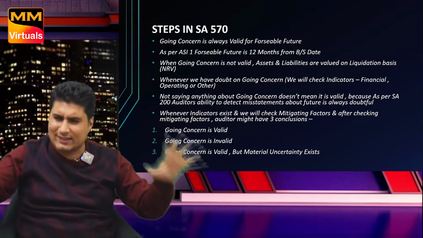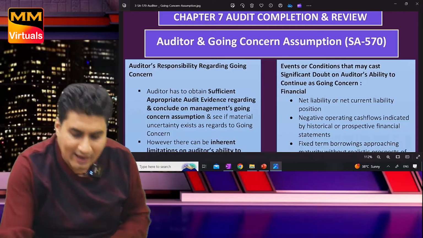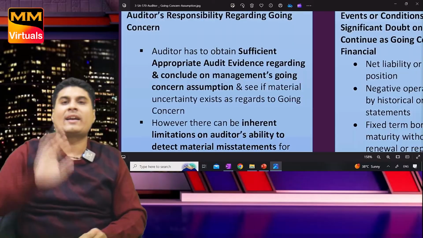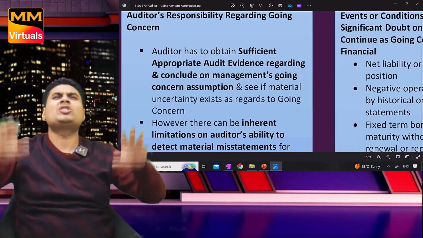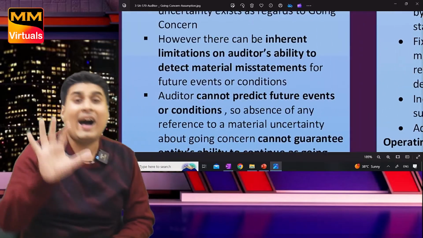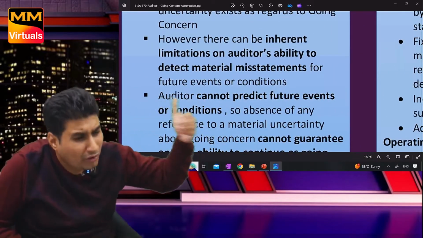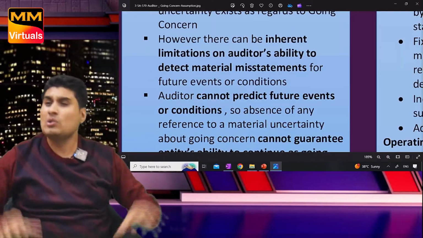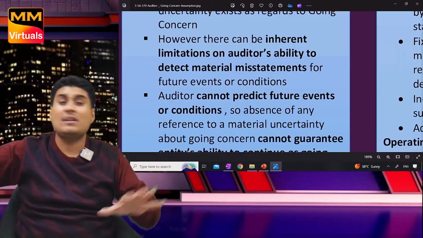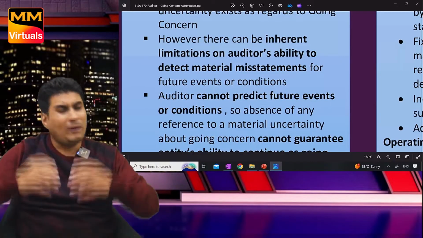If not, you will still understand. Be rest assured. Now I am starting the standard. This was a background. The auditor has to obtain sufficient and appropriate evidence regarding going concern. However, there are limitations on going concern. Why? Because it's for the future. Who can predict the future? You are saying going concern is valid, doesn't mean it will be valid. What if COVID comes again? Jet Airways.